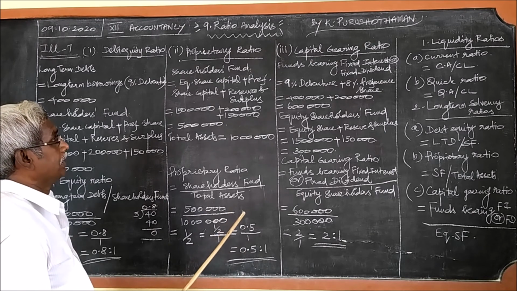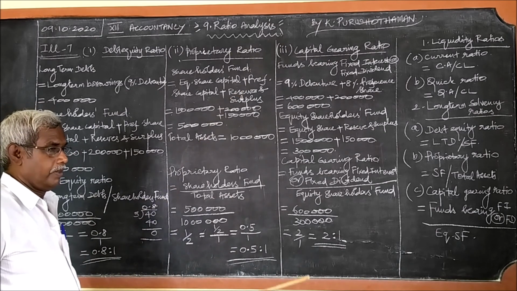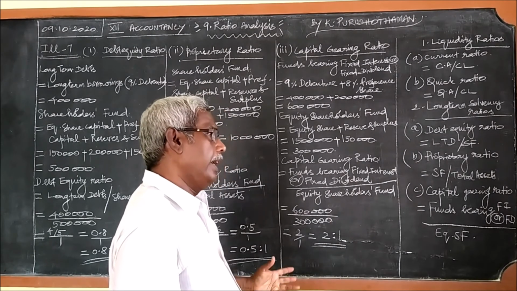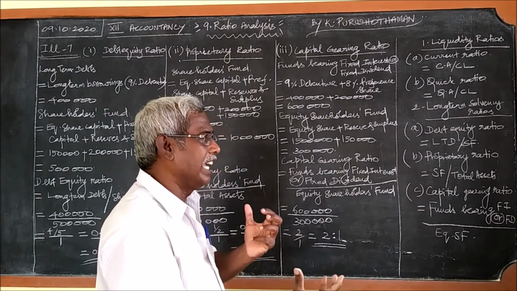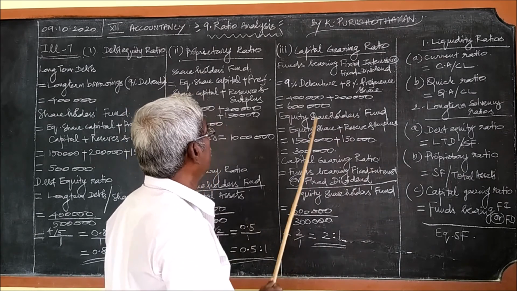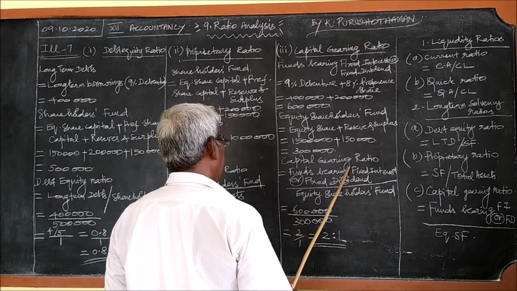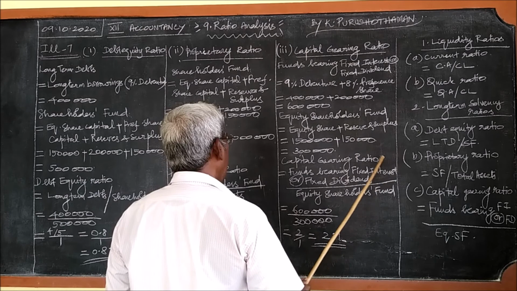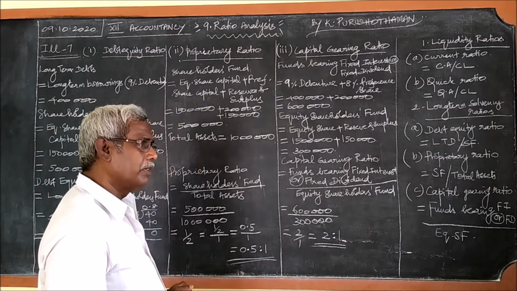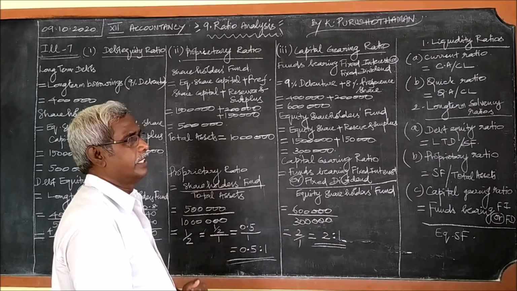Okay, then third one is an important ratio, capital gearing ratio. What all the items which will be helpful to gear the capital, the capital gearing ratio. See, what is the formula for it? Funds bearing fixed interest or fixed dividend. What all the items that will bring fixed interest and fixed dividend?